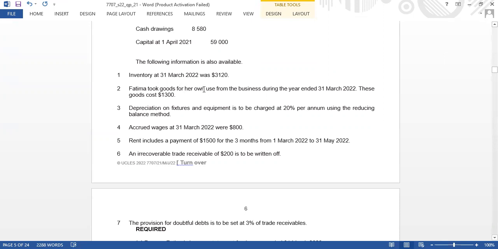Fatma took goods for her own use from the business as drawings in the year ended 31st March 2022. These goods cost 1300. That means drawings of goods. The double entry for this adjustment will be drawings to purchases. That means from the cost of sales, we have to deduct 1300 by writing drawings.